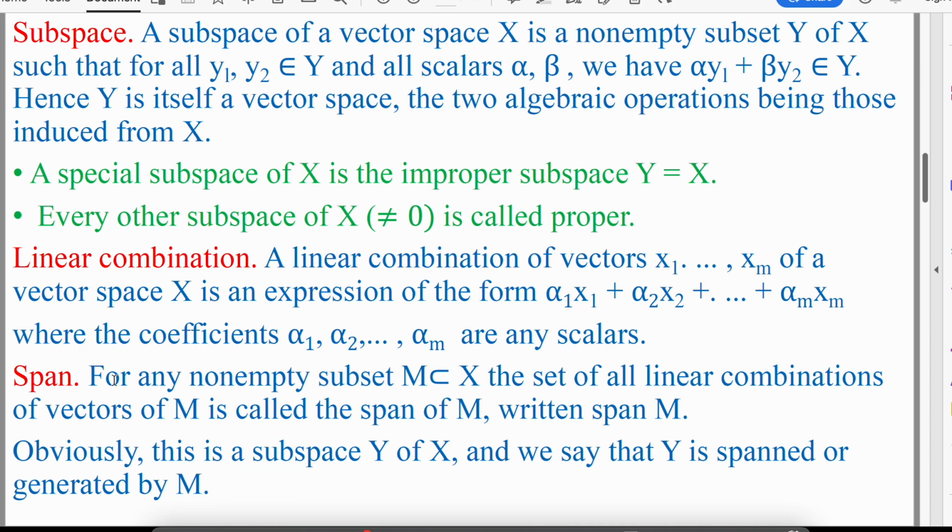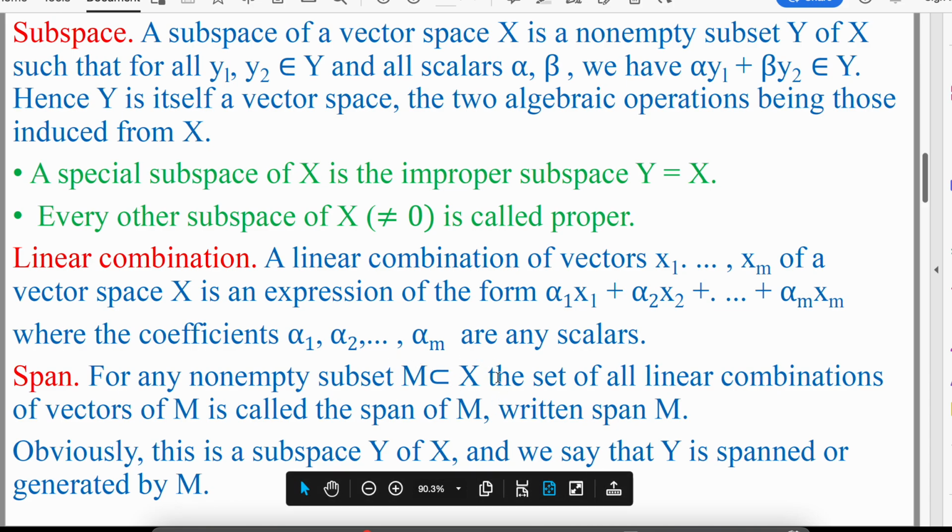Now span. For any non-empty subset M of X, the set of all linear combinations of vectors of M is called the span of M, and we write it as span M. This is the set of all linear combinations of vectors of M. Obviously this is a subspace Y of X, and we say that Y is spanned or generated by M.